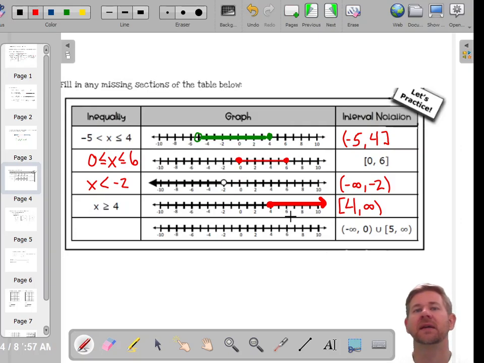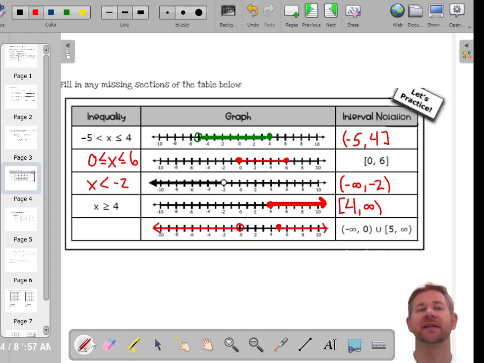One more like this. This is one where we have to pick up the pencil. So -infinity to 0 with a parenthesis, so 0 and all the numbers that are smaller than 0 are to the left. Okay, so that's -infinity to 0. You pick up your pencil, you put it back down at 5, and that's a closed circle. And then we're shading to the right because it's 5 to infinity.